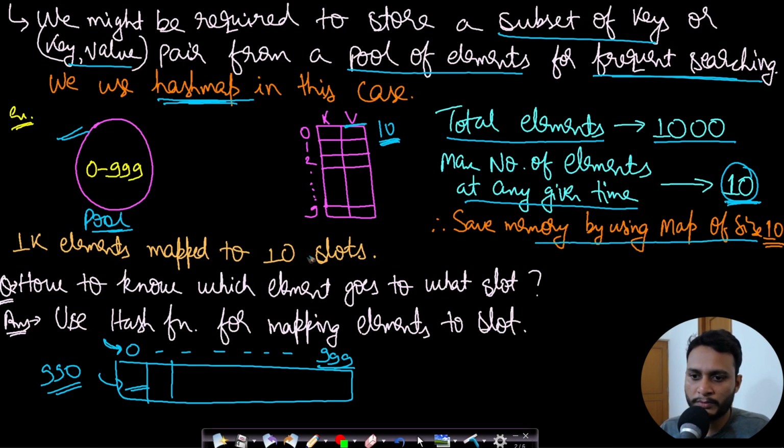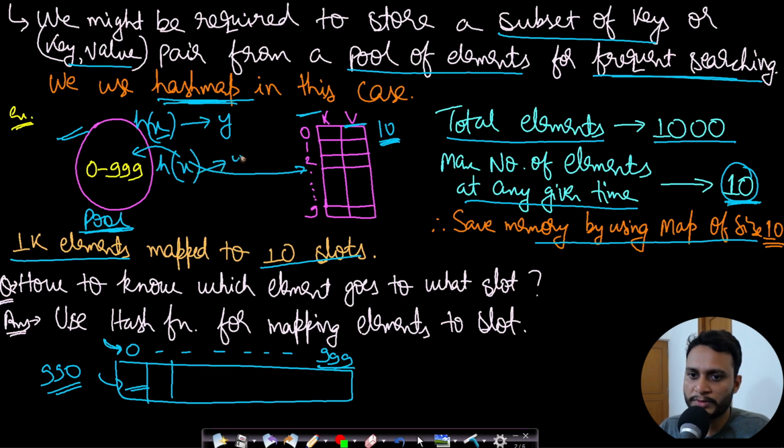Okay, now there is one problem. 1k elements need to be mapped to only 10 slots. Since we have a hash map of only 10 slots and we have 1000 elements in the pool, we can pick a random element from the pool and it should be able to uniquely go to a key, right? And it doesn't depend on how many times we calculate. If we pick a number, let's say x, and apply the hash function on x, and we get the key value as y, then even if we apply the same hash function to the same number later on, it should produce the same key, right?